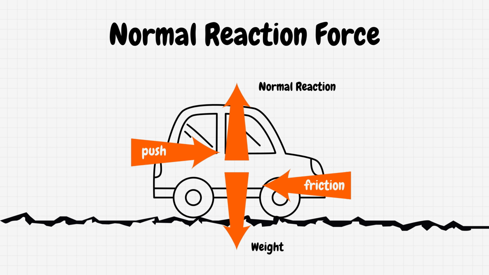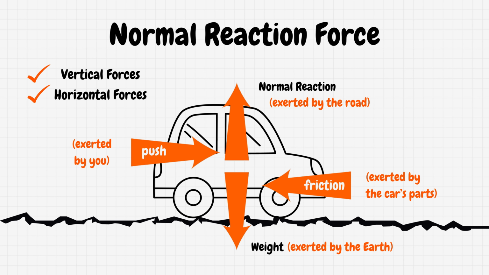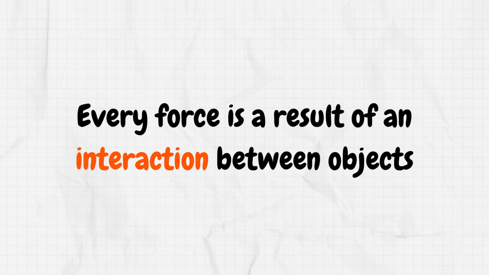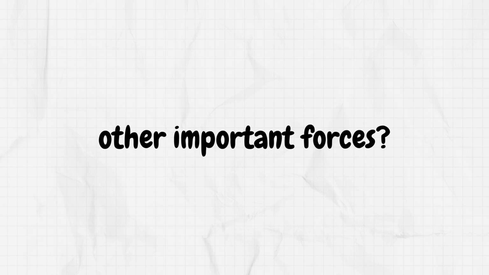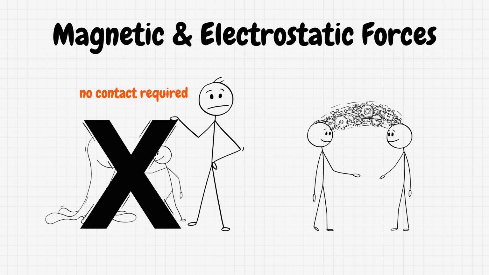Together with the horizontal forces, that makes 4 forces acting on the car, all from other objects around it: you, the road, the Earth, and even the car's parts. Remember, every force is the result of an interaction between objects. Now let's look at a few other important forces: magnetic and electrostatic forces. These forces don't require contact. They act through space.